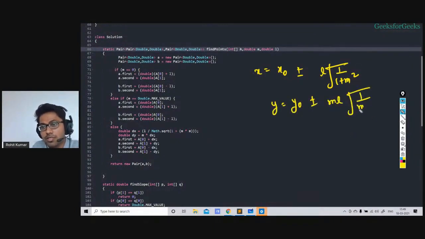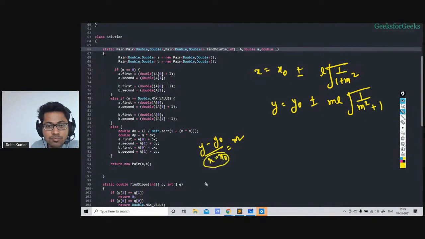Now let's take the other scenario where, because this is m square plus 1, my m is infinity, or rather the maximum value of double. When will this happen? If my numerator, this was y minus y naught by x minus x naught, this was my slope, if I am calculating between x comma y and x naught y naught. Okay, so if this becomes 0, then what will happen? It will reach infinity, and hence programmatically I'm treating this as my max value of double.